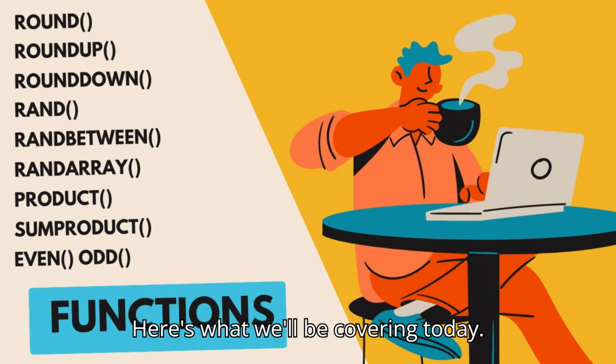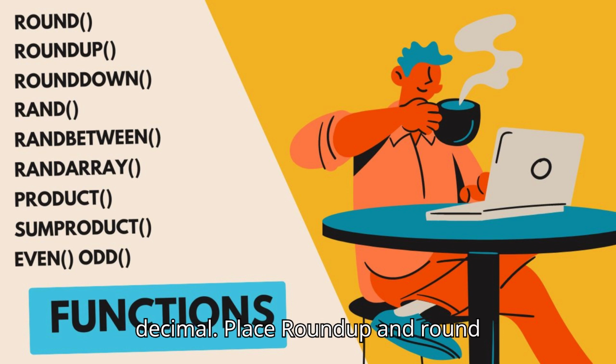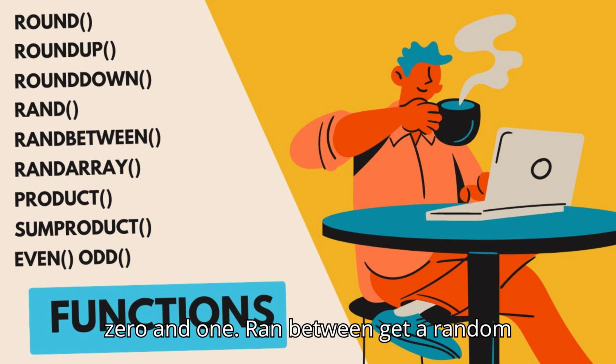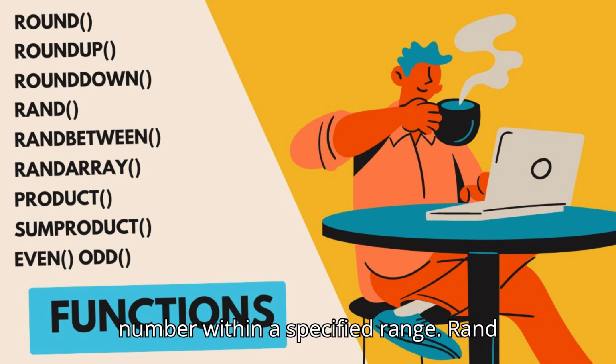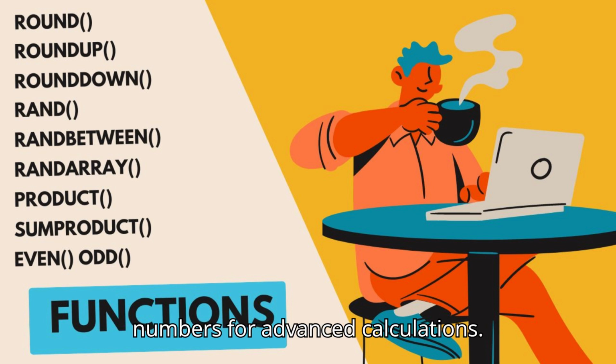Here's what we'll be covering today. Rounding functions. ROUND, master the art of rounding numbers to any desired decimal place. ROUNDUP and ROUNDDOWN, round numbers up or down with precision. Random value functions. RAND, generate a random number between 0 and 1. RANDBETWEEN, get a random number within a specified range. RANDARRAY, create an entire array of random numbers for advanced calculations.